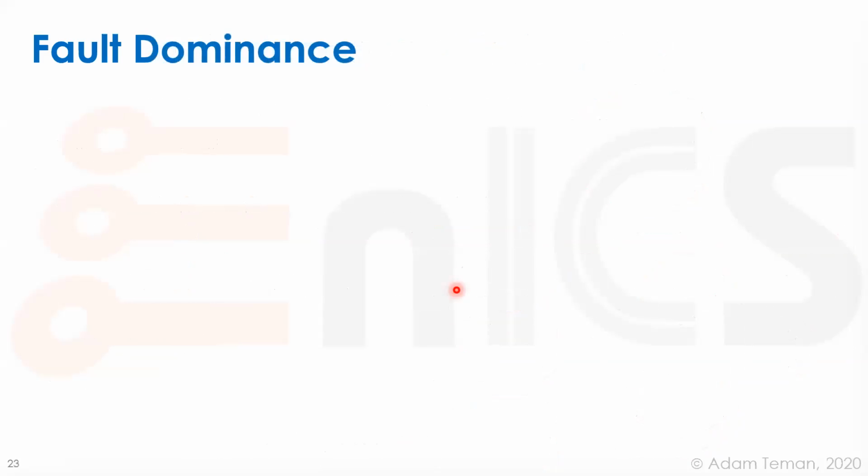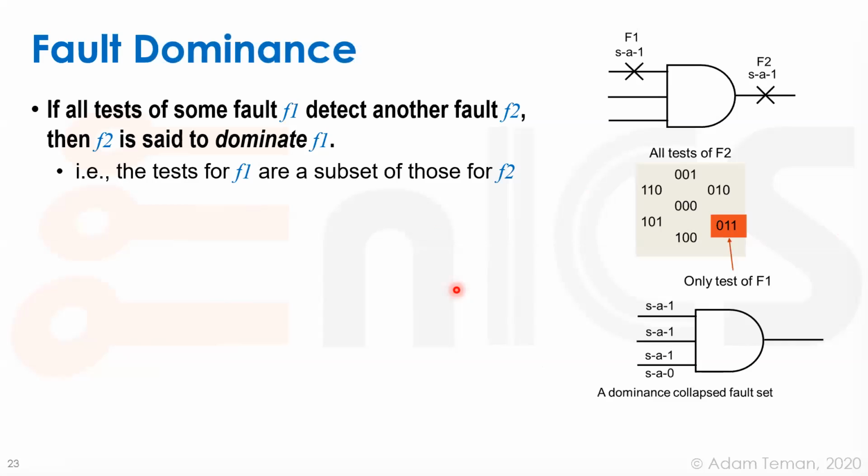There's another thing called fault dominance, okay, where if we would want to write, again, an algorithm to do this and prove these things mathematically and so forth, there's this thing that if all tests of some fault F1 detect another fault F2, then F2 is said to dominate F1. Okay, so in other words, that means that the tests for F1 are a subset of those for F2. So here's our AND gate, okay, and F1 is stuck at 1 on this node, and F2 is stuck at 1 on that node, okay?